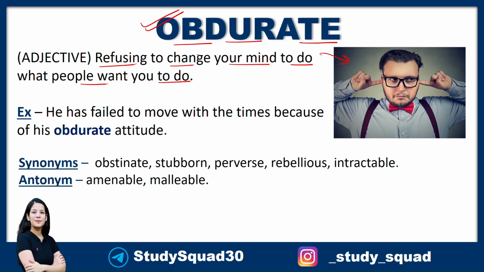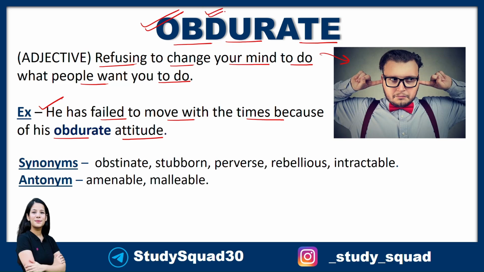Coming to the sentence we have: he has failed to move with the times because of his obdurate attitude, because he is very stubborn. He's not changing with the change in time. As we all know, as time is changing, as we are growing, as we are developing, there are certain things which we need to put back, and we need to go forward. So this is what you have to do. And if somebody is acting very stubborn towards it, you can use a different word for it, which is obdurate.